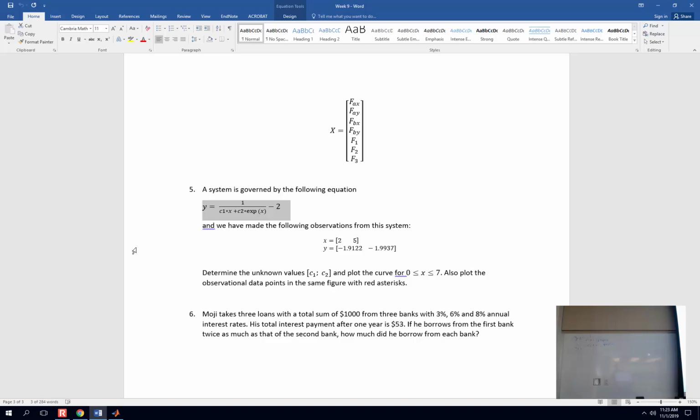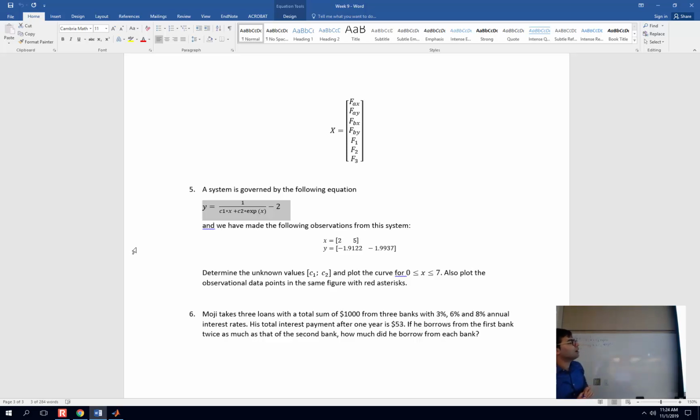X and y, we have values for them. So we don't really care if that's exponential of x or not, because exponential of 2 is a value. Exponential of 3 is a value. Right? 1 over y plus 2, that's a value. Whatever that value is, we don't care. Do we care if that's 0.1 or if that's 1? That's just a value.